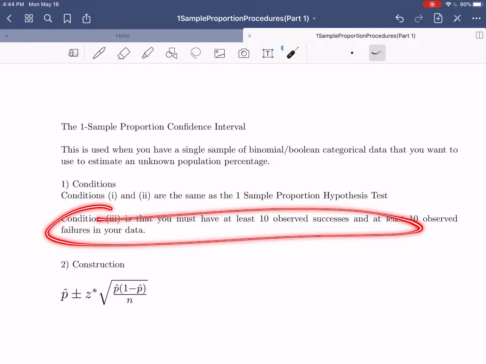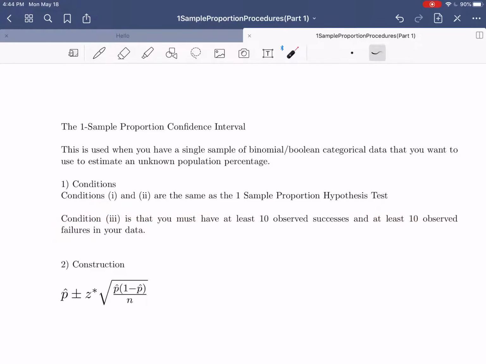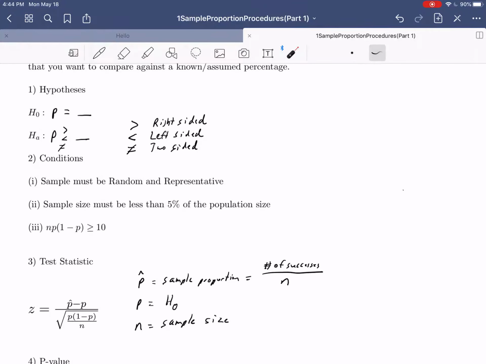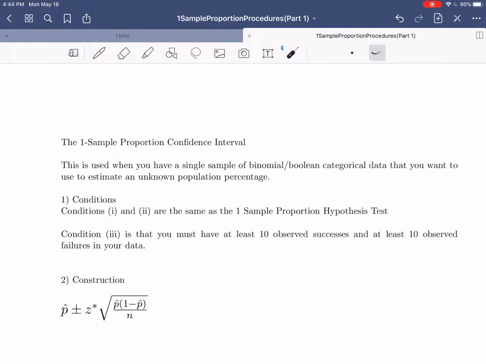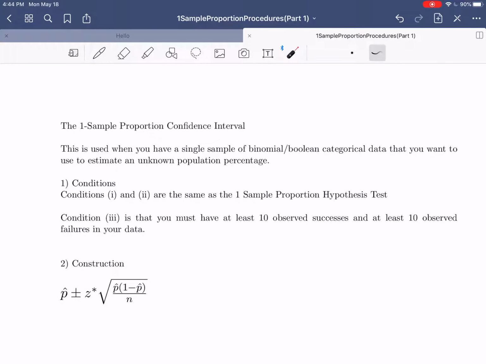Condition 3 is a little bit different, and let's talk about why. If we go back to the hypothesis test, remember condition 3 is that np0 and n(1 minus p0) have to be greater than or equal to 10. Notice that that condition is based on your null hypothesis. Well, when you're doing a confidence interval, there are no hypotheses. It's a completely different procedure. So condition 3 must be something different, because we can't reference a hypothesis if there isn't a hypothesis.